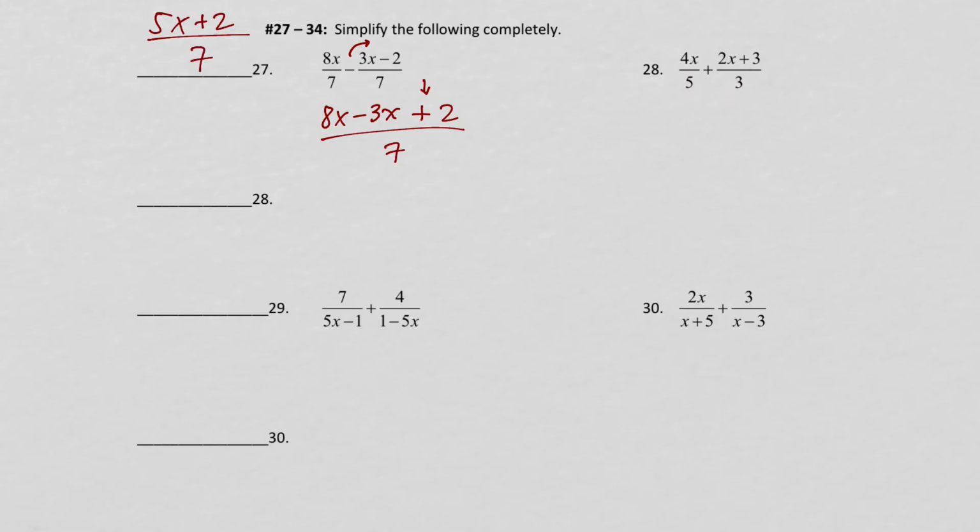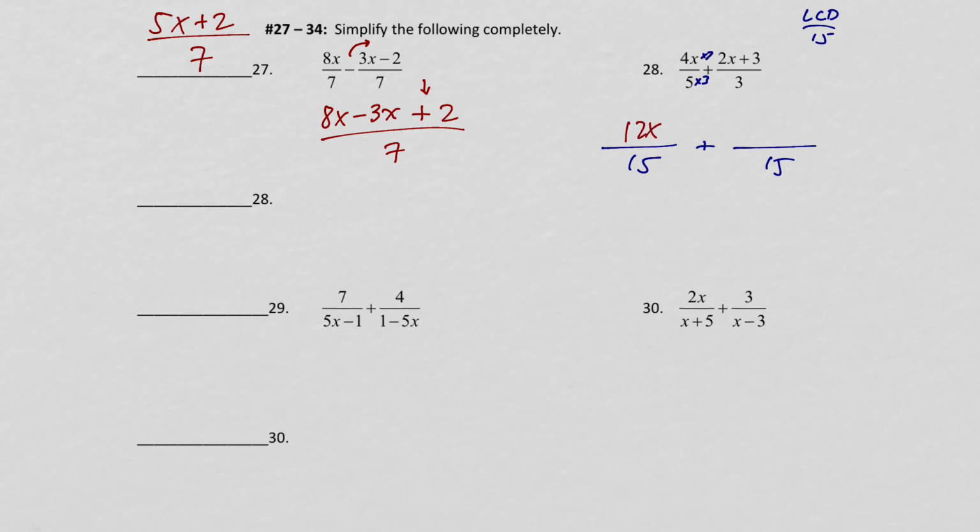Okay, the LCD between these is 15. So I'm going to make a 15. That means that I have to multiply this one by 3 to get to 15. So I multiply by 3 and I get 12x.